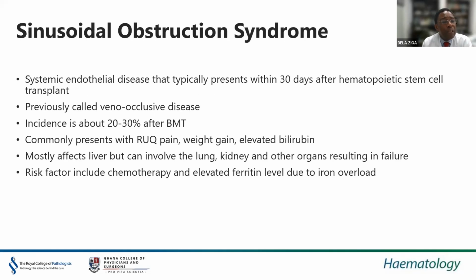Sinusoidal obstruction syndrome is another entity that occurs because of the breakdown in the endothelial wall of the vessels. This also occurs a little bit more in sickle cell disease patients because of the pre-existing endothelial damage and vasculopathy. It typically occurs from infusion to day 30 post-transplant. There are some reports of delayed sinusoidal obstruction syndrome, but most will occur by day 30. This entity was previously called veno-occlusive disease, and it occurs in about 20% of patients after transplant. It commonly presents with very intense right upper quadrant pain, weight gain, and elevated bilirubin.